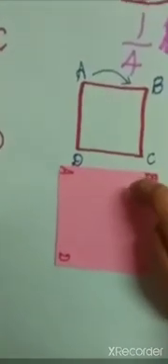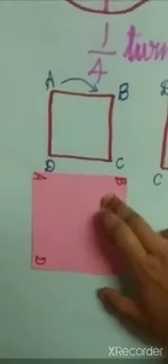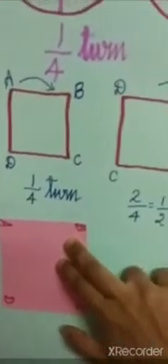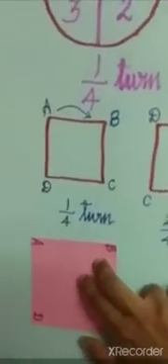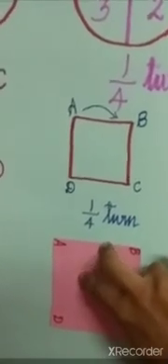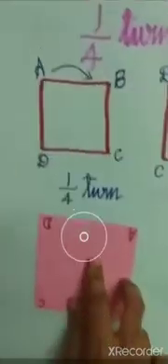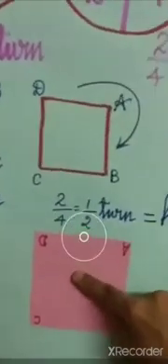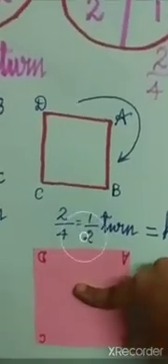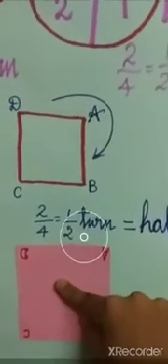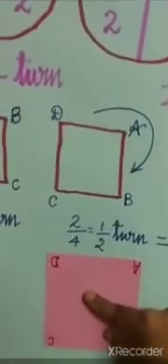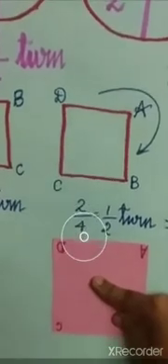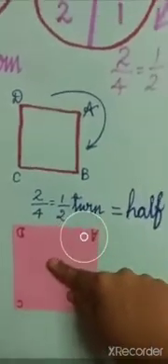Yes, A, B, C, D. So this is your 1 by 4th turn. And next, we are going to turn over one more step. So this is your second movement, second turn. So look at the second one, A, B, C, D. So this is also the shape is not changing. Only the places of the points are changing. So this is called half turn.